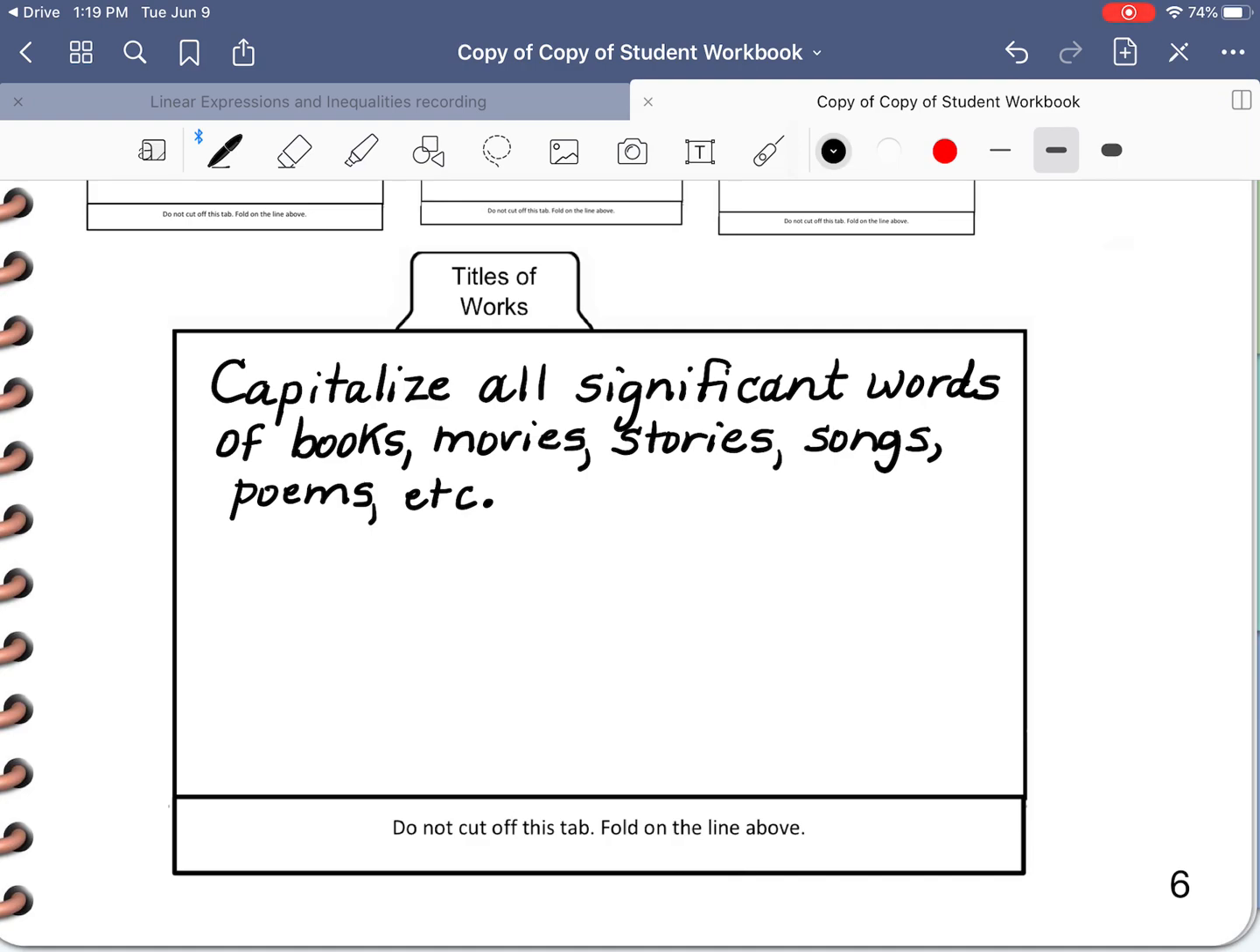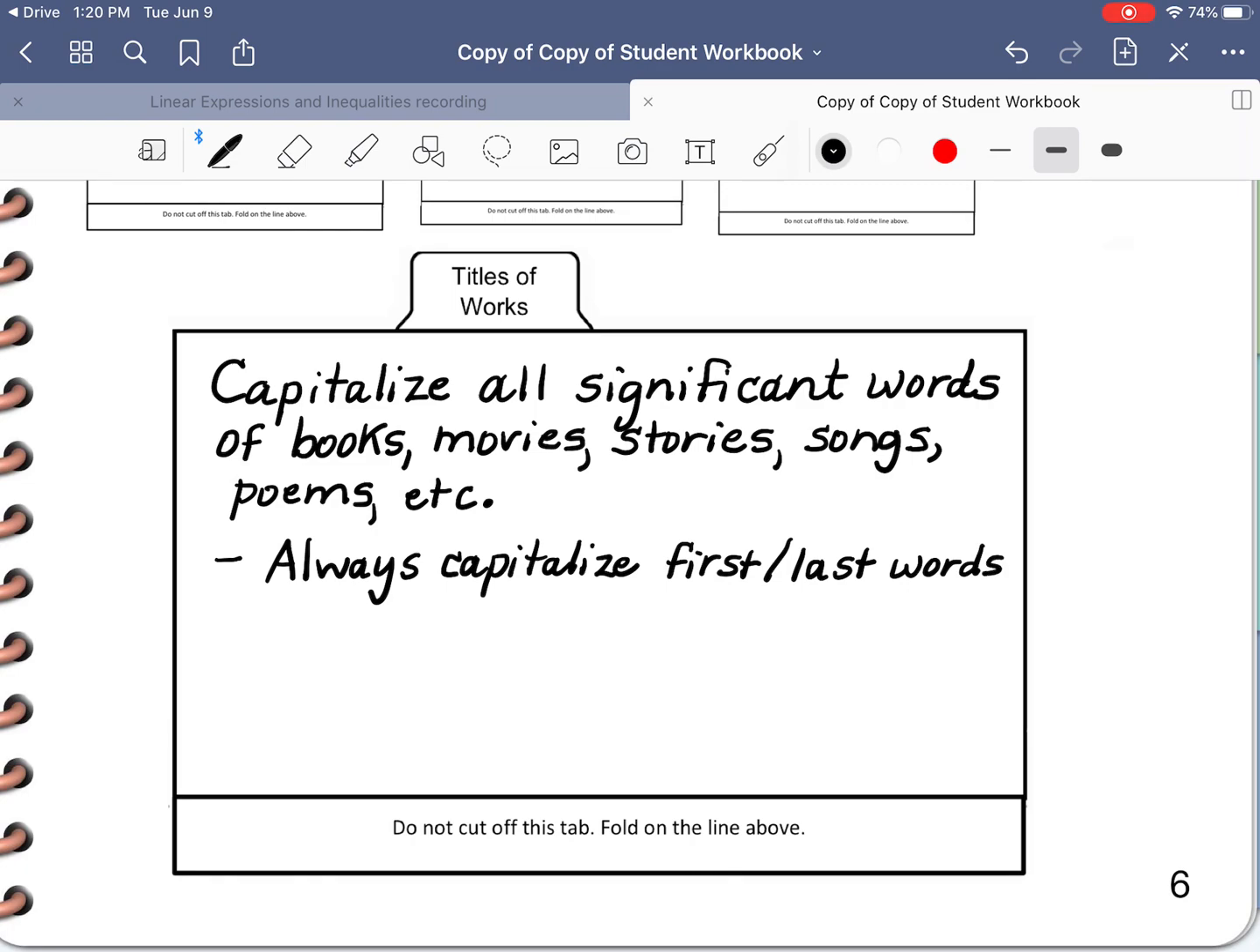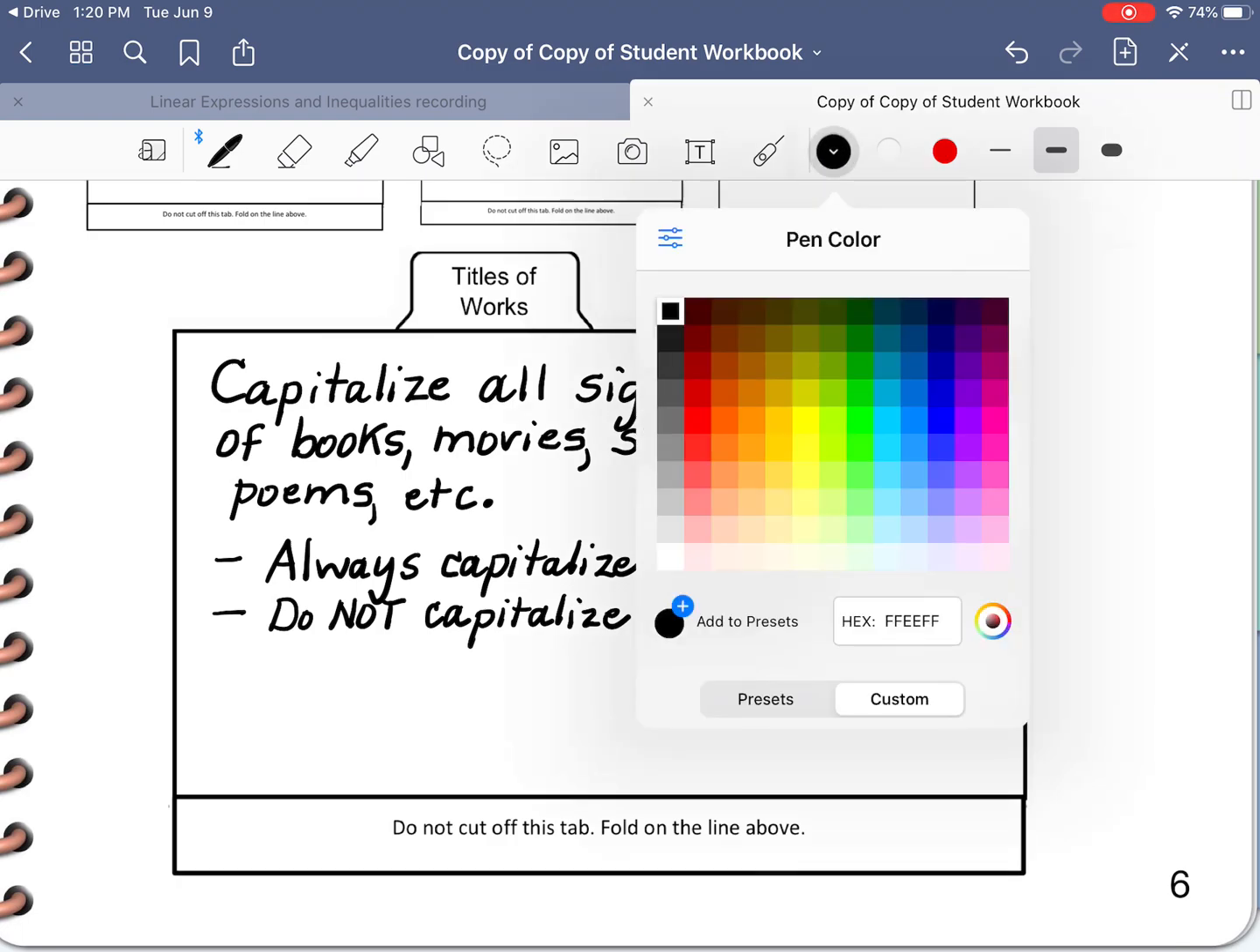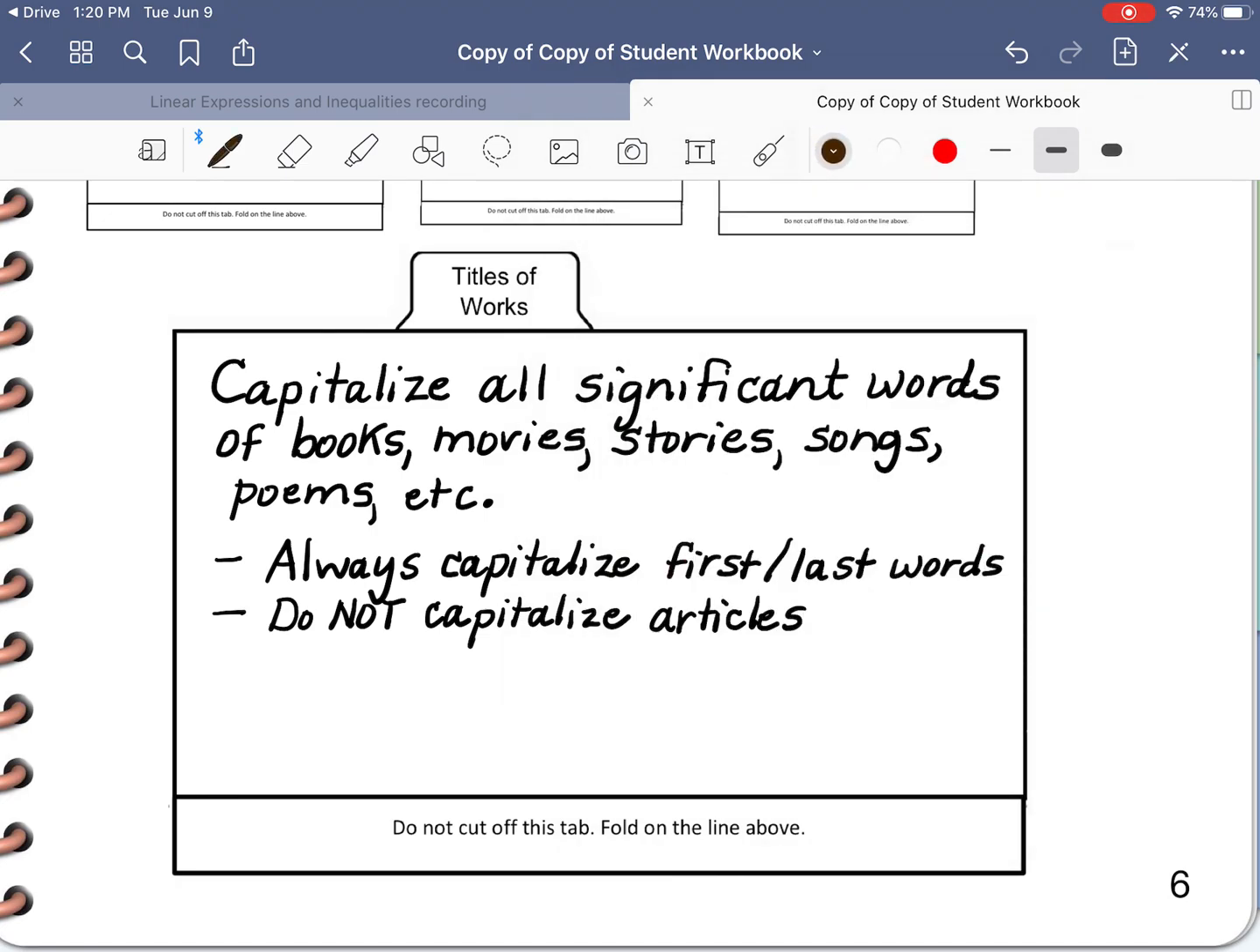And here are some sub points here. It doesn't matter what they are, you always capitalize first and last words. Always. You do not capitalize articles. And you guys know what articles are. Those are the three words that go with this symbol. A, an, and the. You do not capitalize those words unless they're first or last.